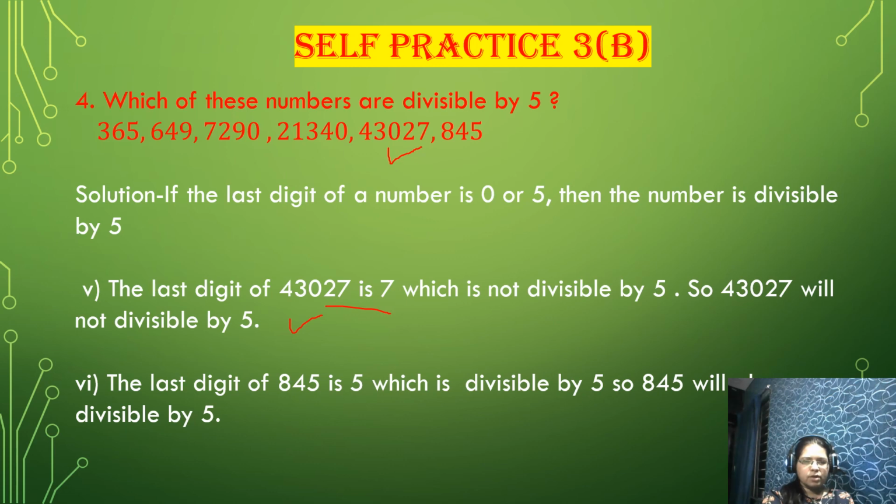Then the next number is 845. In 845, the last digit is 5, which is divisible by 5. So this number 845 will be divisible by 5. So from these questions we know that if a number is divisible by 5, then its last digit will be 0 or 5. If the last digit of the number is 0 or 5, then that number will be divisible by 5.